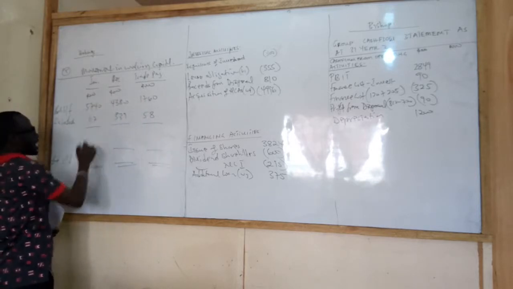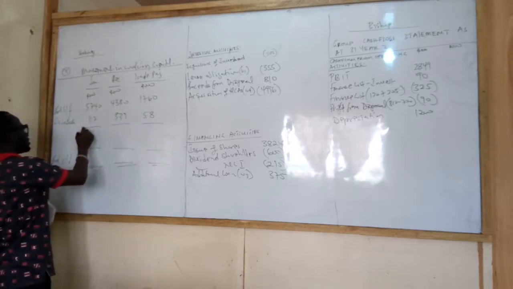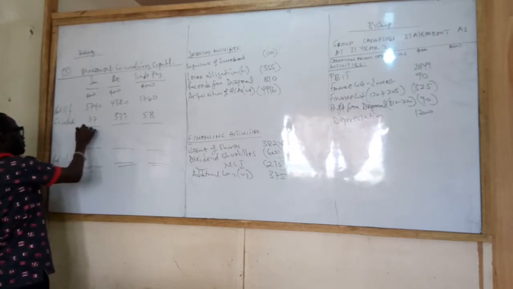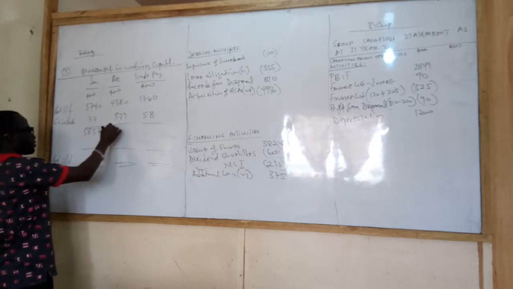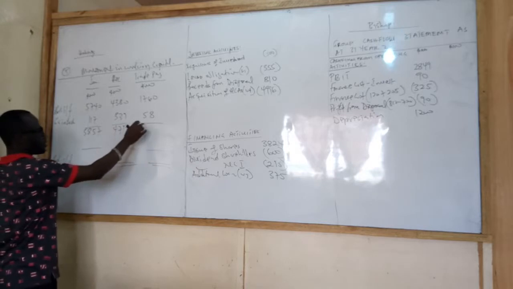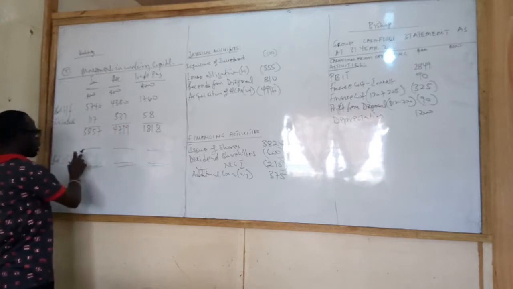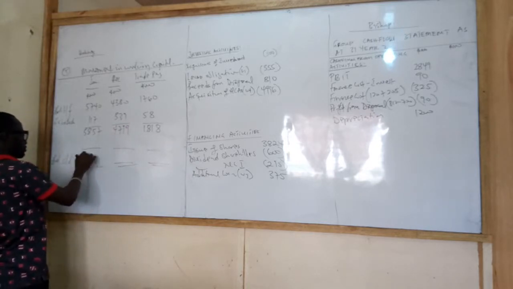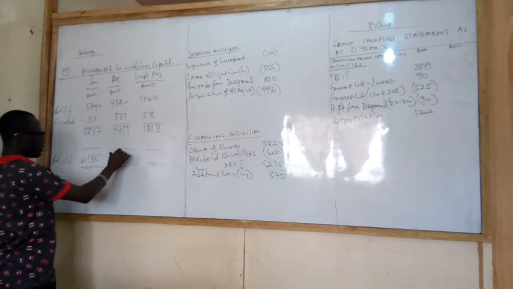Now, give me your answers for these. 5,857. 4,719. 1,818. Then closing balances. 6,135. 5,720.